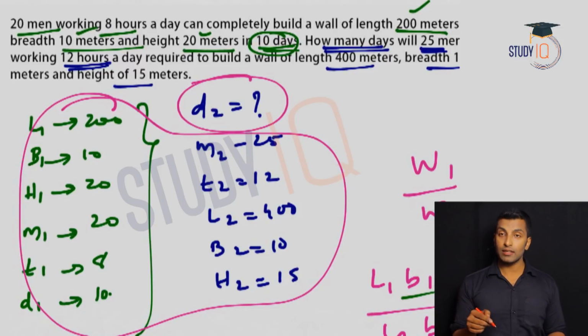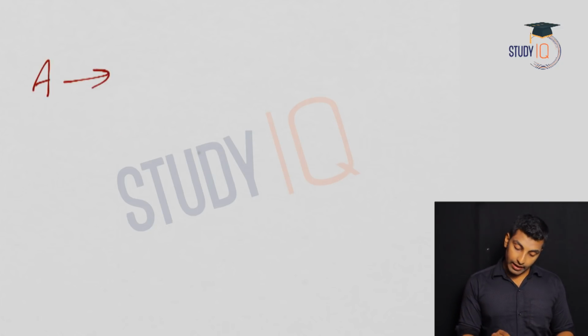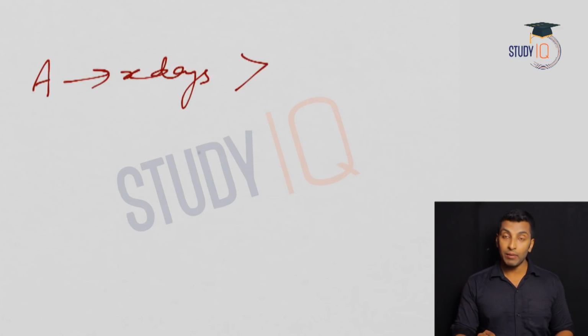Just need to remember this or just need to know this. Another pattern which I need to discuss that I've seen in previous papers is, let's suppose A takes X days more than A plus B working together.